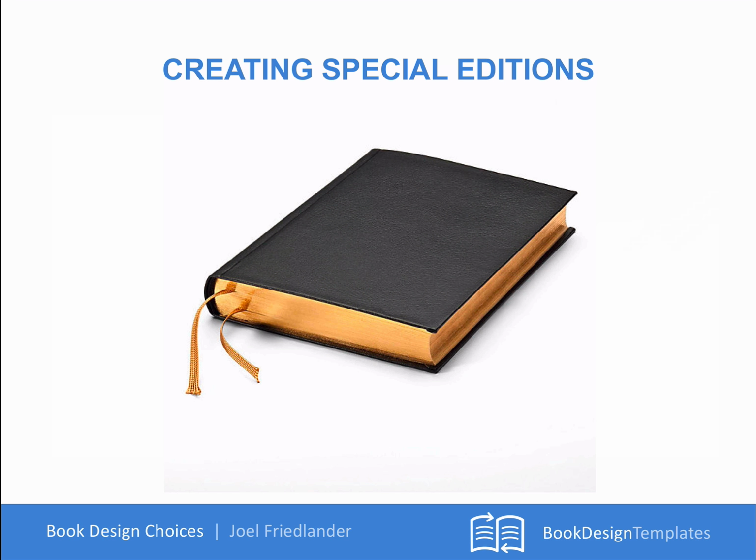How about another example? This is an example of a book with gilt edges. And you'll see there's gold on the edges of the paper. And it is actually gold, by the way. It's gold leaf that's applied to the edges of the paper.